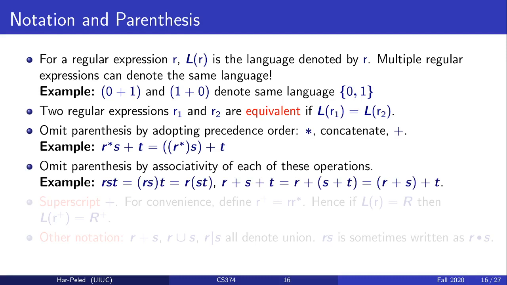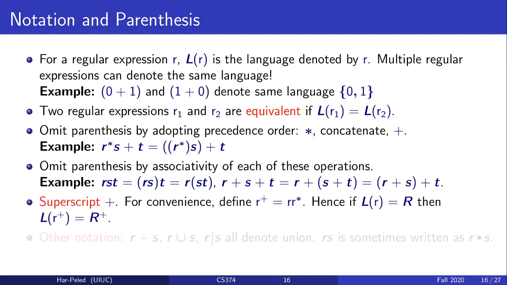Okay, and of course, a lot of those operators are associative, like concatenation, right? When you concatenate three strings R, S, and T, it doesn't matter whether you concatenate first the last two and then with the first one, or the other way around. So in this case, if you have two or more, you can just omit the parentheses. Same goes for the plus, the union operator, the ordering doesn't matter.